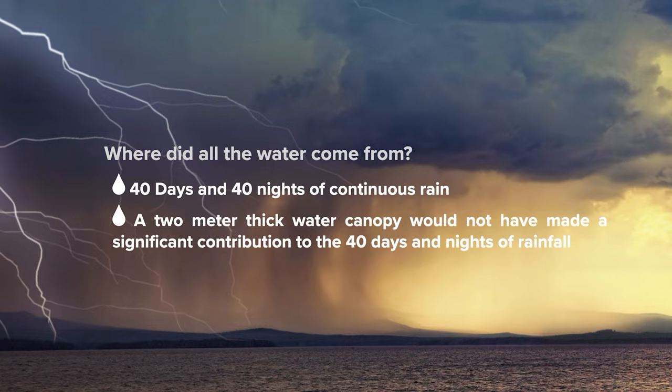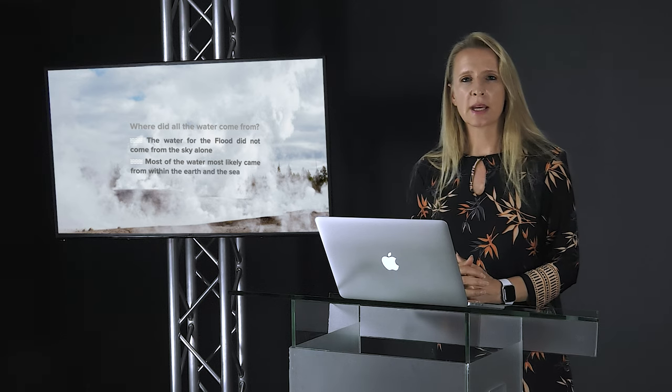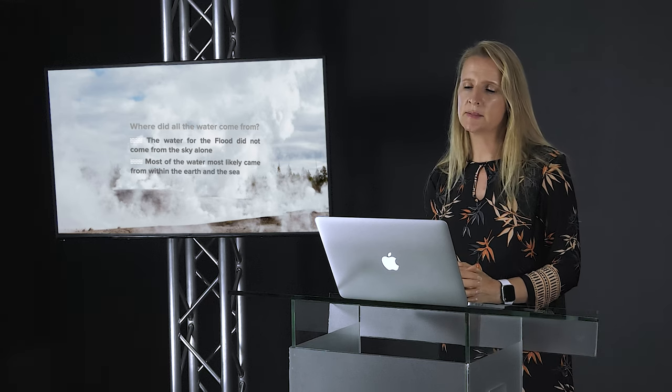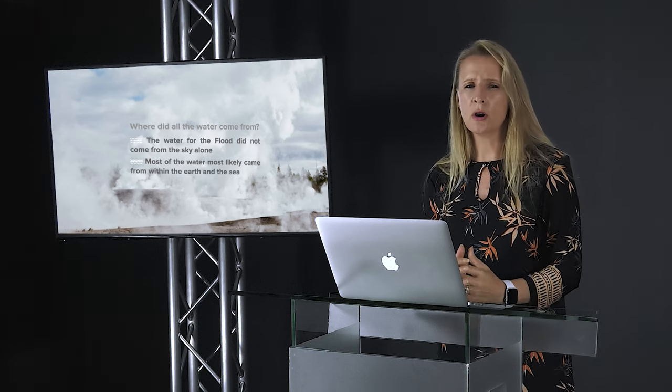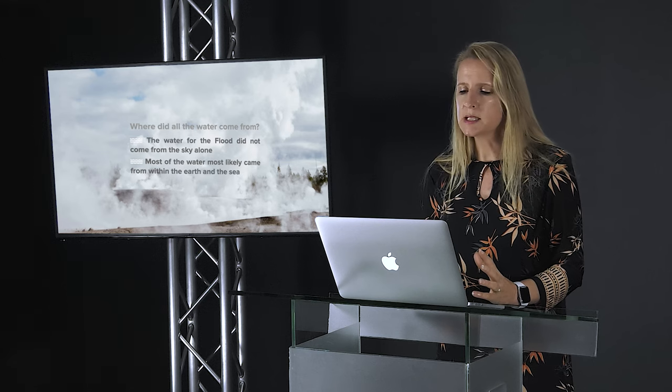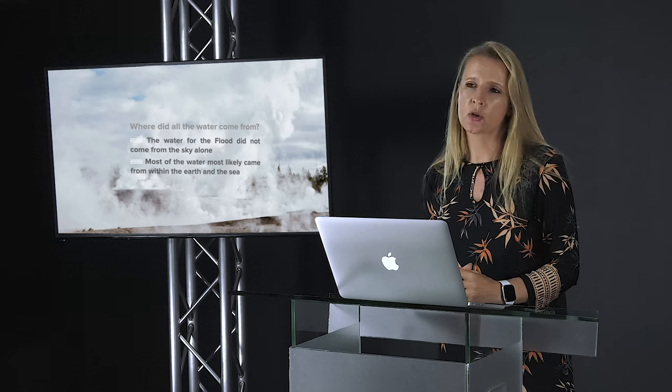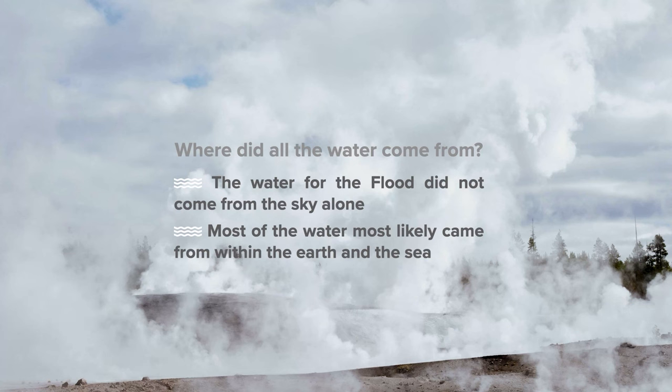According to the catastrophic plate tectonics model, volcanic activity would have caused large amounts of superheated steam to be released from the earth, which would have caused intense global rainfall. So the water for the flood definitely did not come from the sky alone. Most of the water, most likely, came from within the earth and the sea.